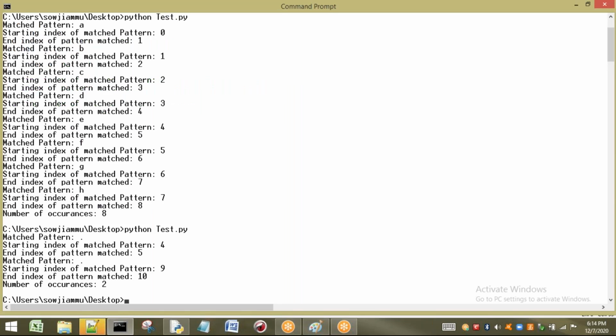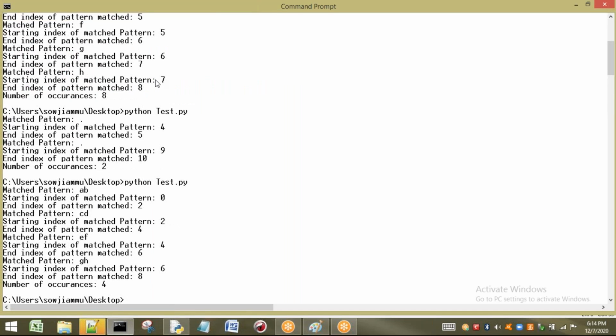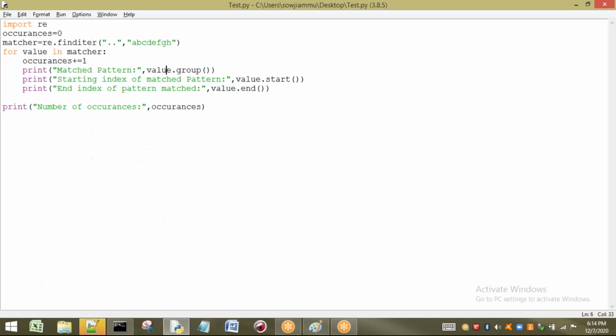So observe the output now. Here we are going to get 4 occurrences only. The starting match pattern is AB. The next match pattern is CD. Next EF. Next GH. If I write, for example, only G, observe now what happens.